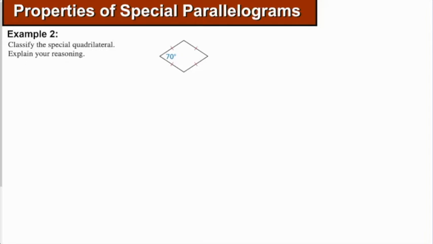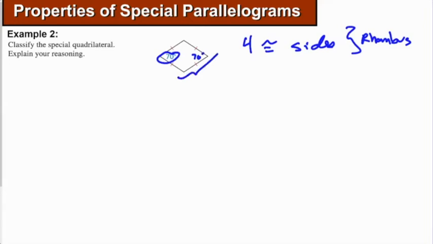So in example 2, it says classify the special quadrilateral and explain your reasoning. Well, we see that we have 4 congruent sides. So at the very least, it is a rhombus. And then we have a 70-degree angle, so it's not a rectangle. But we know that a rhombus makes it a parallelogram, so opposite angles must be congruent. And in a parallelogram, consecutive angles are supplementary. So this angle at the bottom must be 110 degrees. This angle at the top must be 110 degrees.